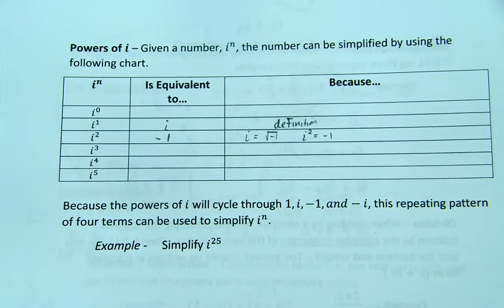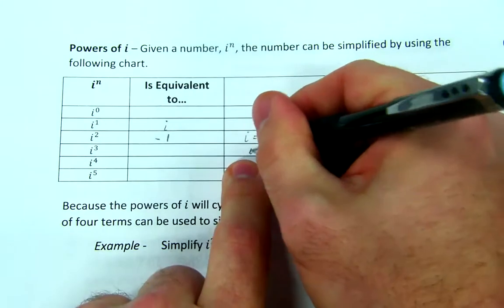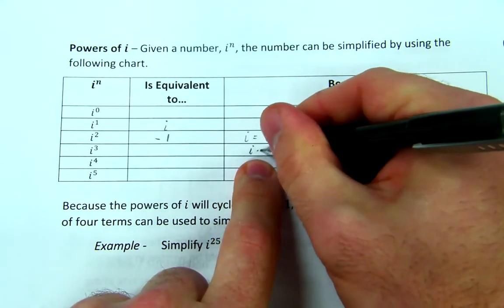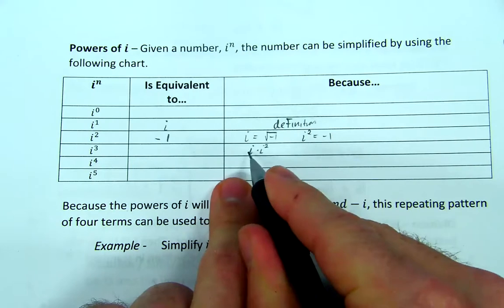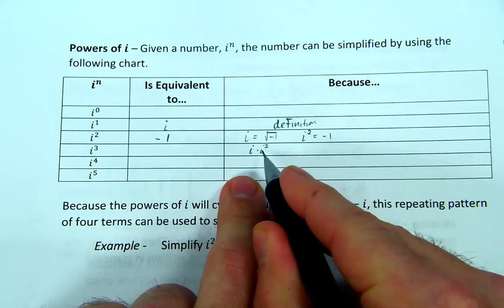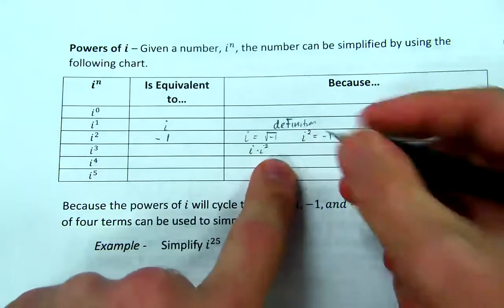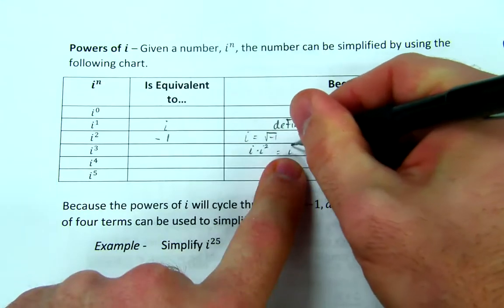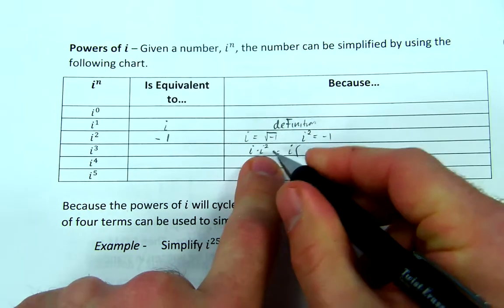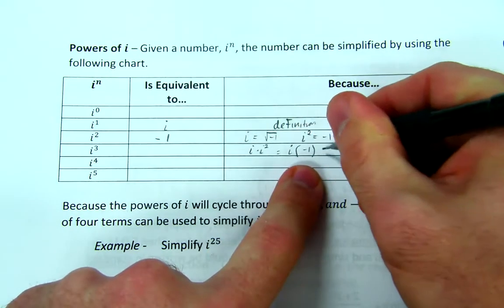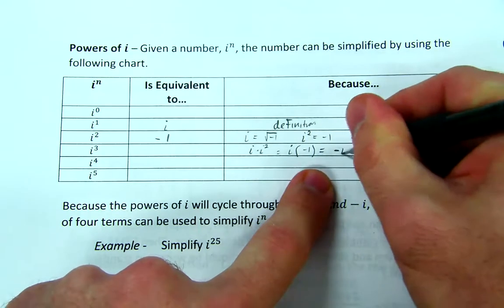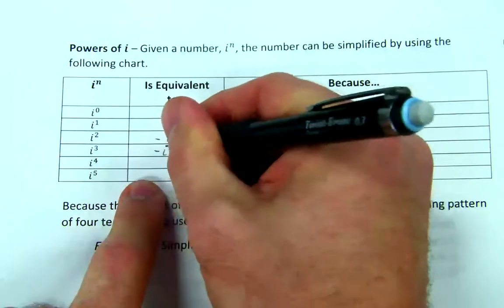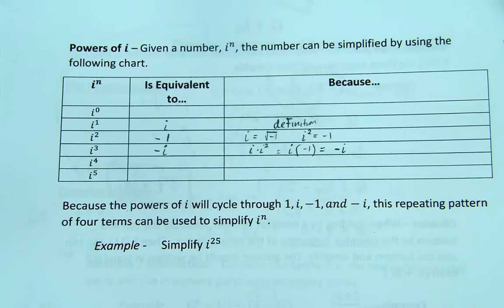Now we want to do i cubed. So we need to multiply i times i squared. That's 1 power, and then there's 2 powers there, and they add up to be a 3rd power. Well, we know that i is just i, and i squared is negative 1. So the answer is negative i.